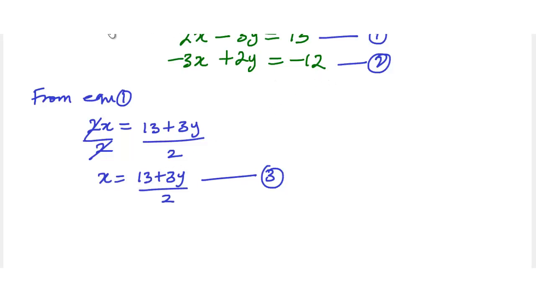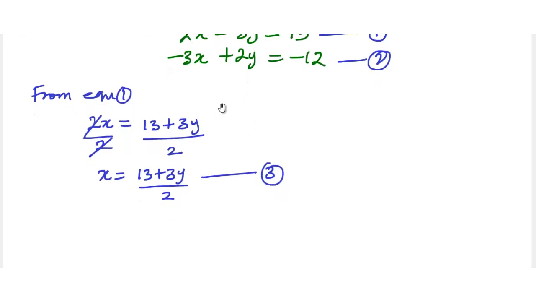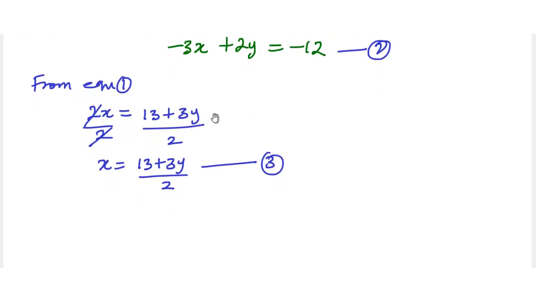The reason why we can't take it back to equation 1 is because equation 3 itself is an extension of equation 1. So we can't substitute an equation inside itself because we are solving it simultaneously. So we take it back to equation 2. That implies that wherever we have x, we replace it with 13 plus 3y over 2. So indirectly, we have eliminated it by substitution.